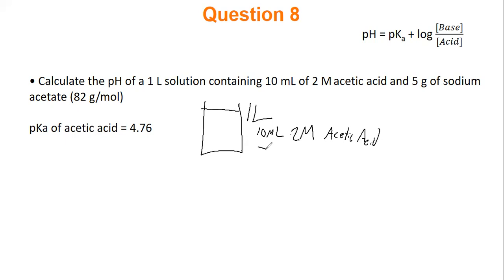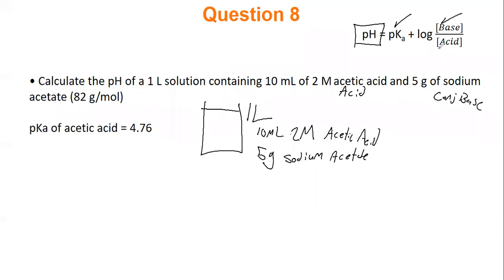And I also added 5 grams of sodium acetate. Sodium acetate is the conjugate base of acetic acid. So acetic acid is my acid, and acetate is my conjugate base. I want to know what the pH is. For that, we need the pKa, the concentration of base, and the concentration of acid. We actually have everything we need to solve this equation.